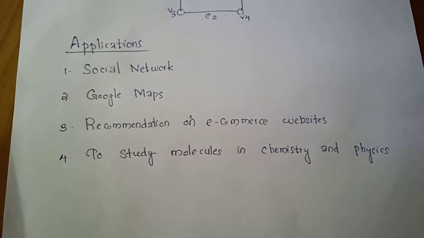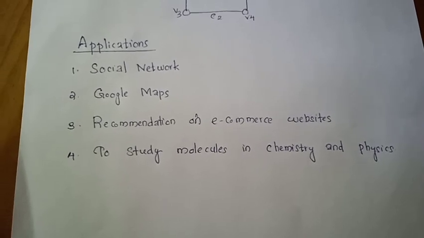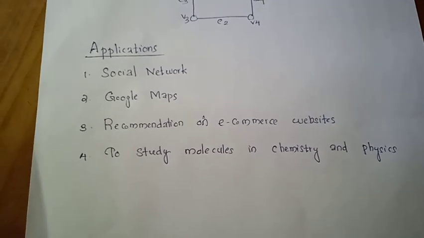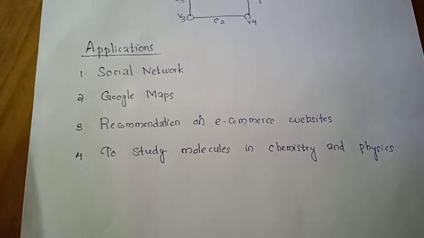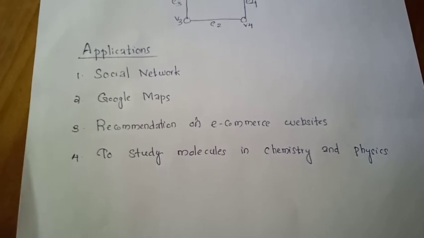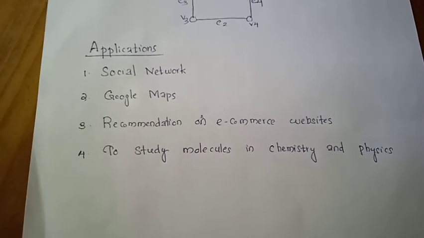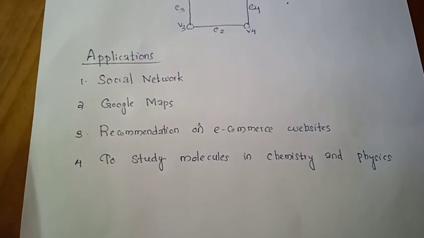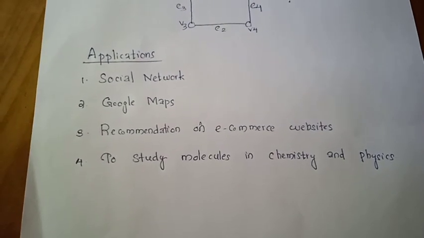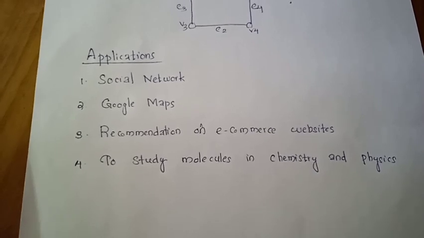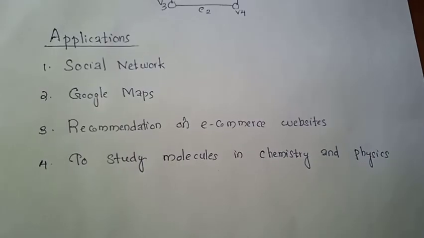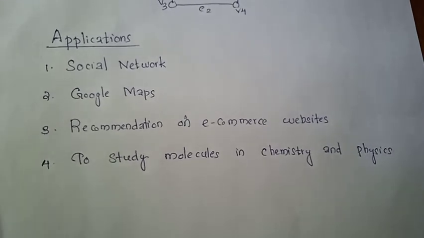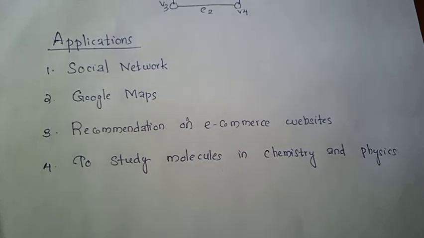Next application is recommendation on e-commerce websites. When we are using e-commerce websites like Flipkart and Amazon, it shows a recommendation for you section. These recommended items are of similar type to the user's choice. It is an example of graph theory. Next graph application is that it is used to study molecules in chemistry and physics.